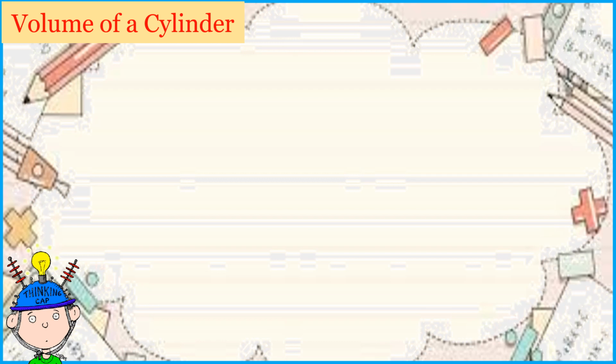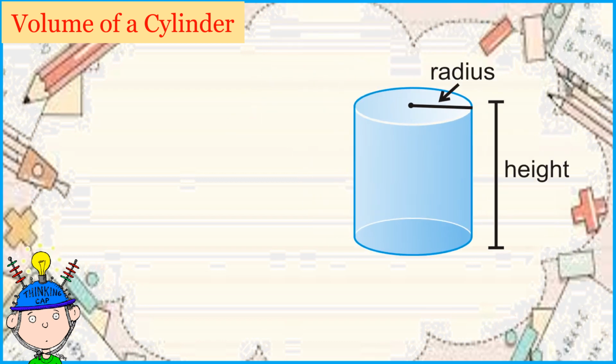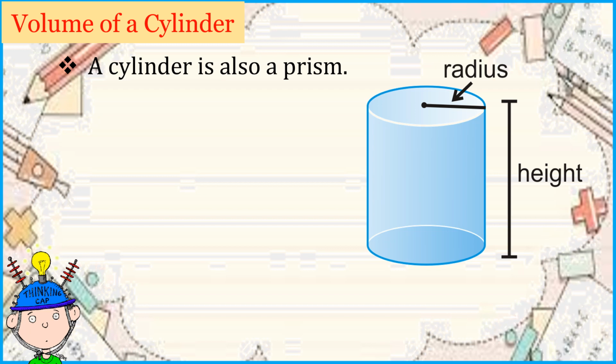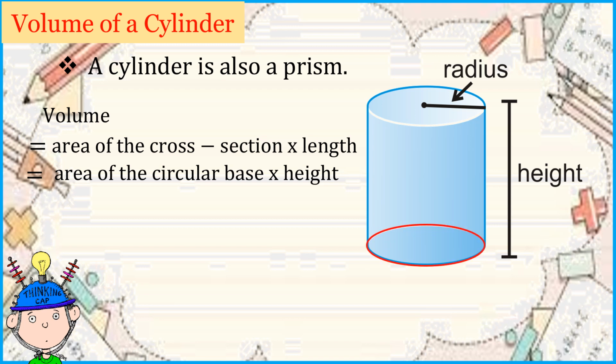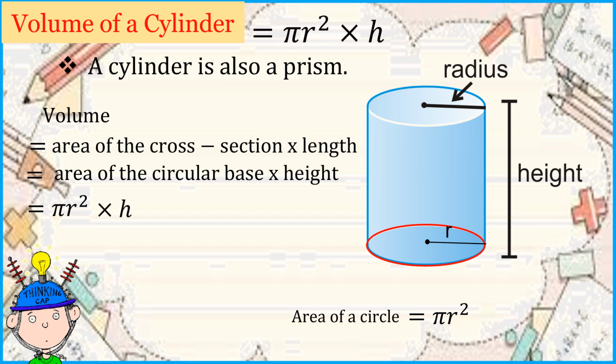Now let us have the volume of a cylinder. To get the volume of a cylinder, take note that a cylinder is also a prism. So therefore, we can use the volume of a prism, which is also equal to area of the cross-section times length, or area of the circular base times height. So take note that the base is a circle. So therefore, we are going to recall the area of a circle, which is equal to what? Correct. It is equal to pi r squared. So therefore, if we substitute the value, it is pi r squared times height. So the volume of a cylinder is equal to pi r squared times height.